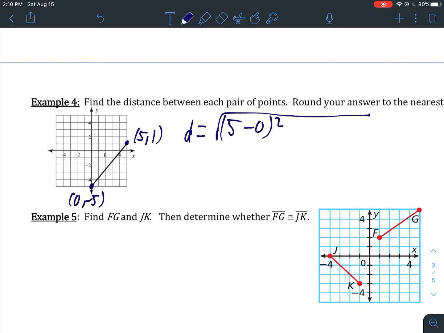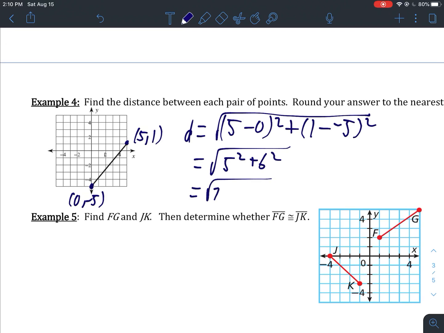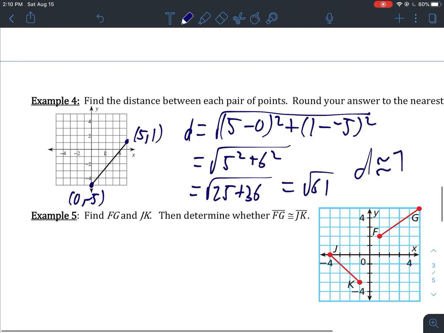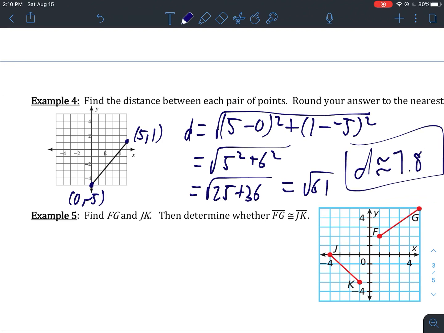5 minus 0 squared plus 1 minus negative 5 squared, which is 5 squared plus 6 squared, 25 plus 36, which is root 61. And if I'm rounding that to the nearest tenth, we're at approximately 7.8 for our distance.